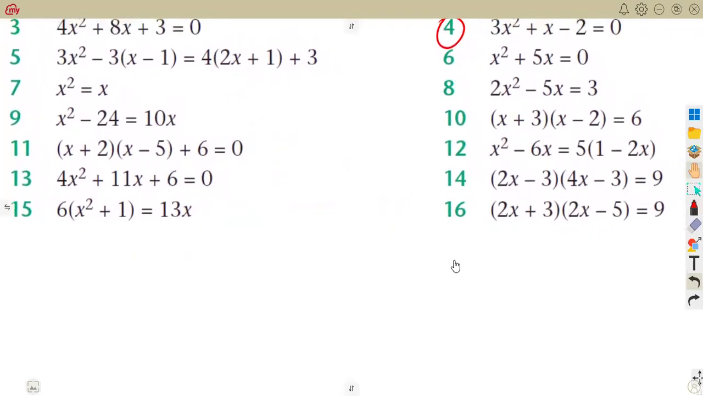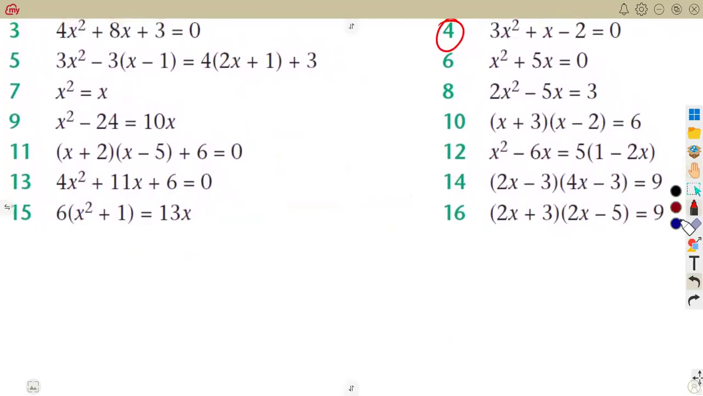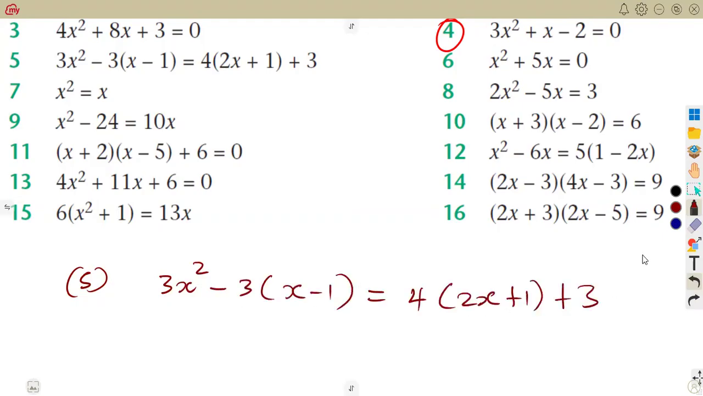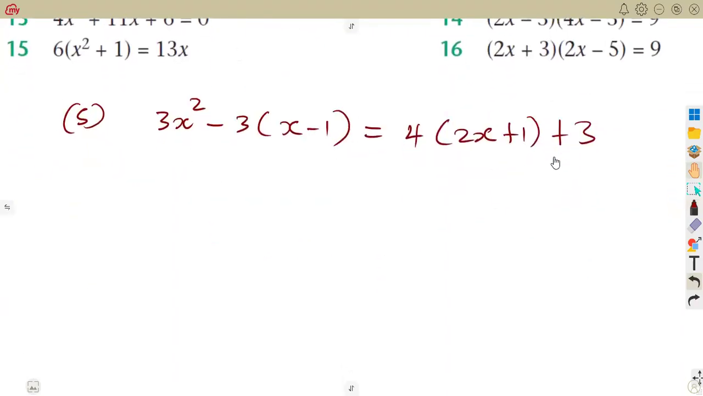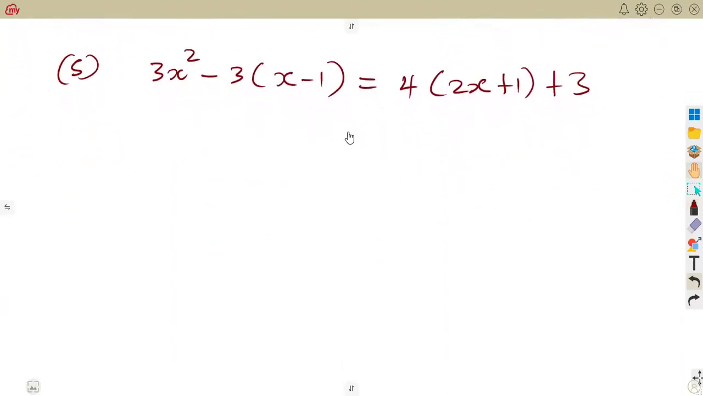All right, some of the questions, if you check what we have on question number 5, they just need you to focus properly on the question. You can see that we do not have anything common that can be factorized there, but we can do so to 4 into 2x plus 1 plus 3 like this. So if we look properly, we need to expand the brackets first before we do any factorization. We can expand our brackets.